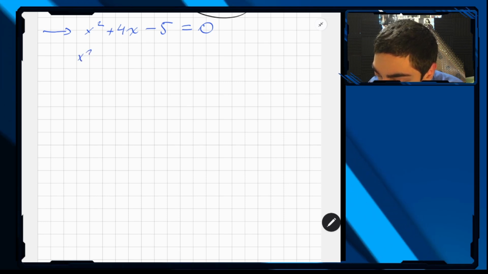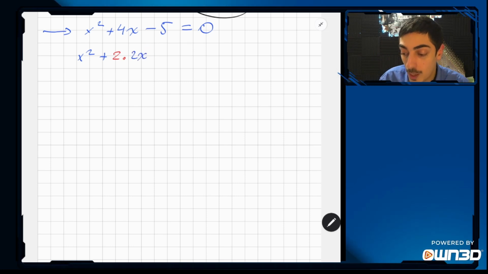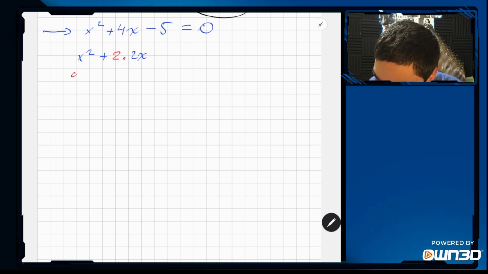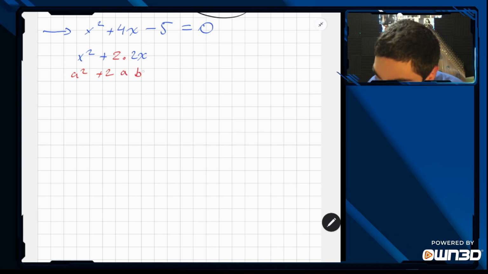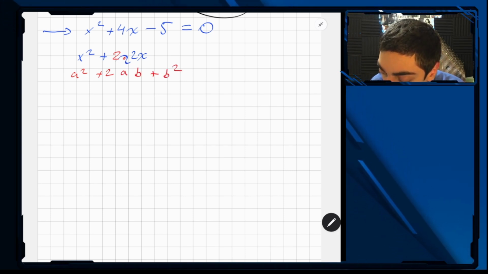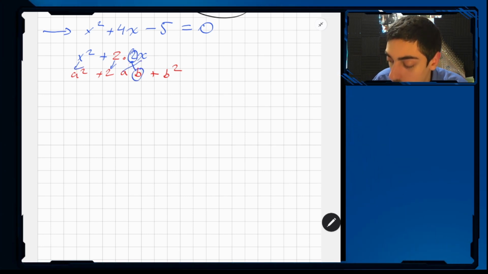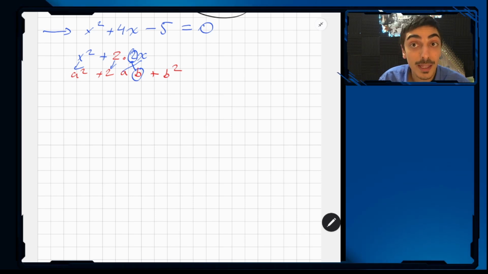So this is x squared plus, let me write it as 2 times 2x. Why am I doing this? Because what do I have in mind? A squared plus 2ab, and I want to add my b squared at the end. Well, this is the 2. A is x. A is x. So b is this blue 2 right here. That's the only thing left.